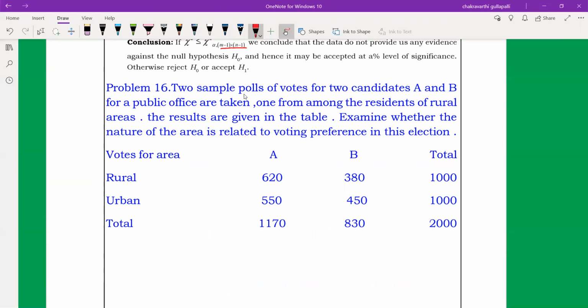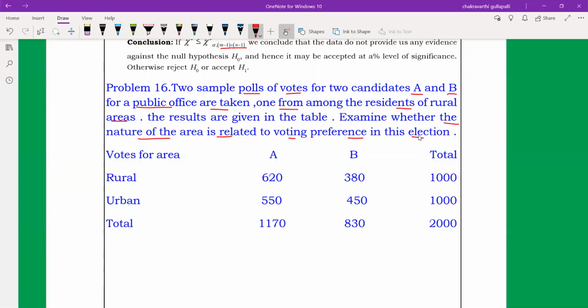Two sample polls of votes for two candidates A and B for a public office were taken, one from among the residents of rural areas and one from urban areas. The results are given in the table. Examine whether the nature of the area is related to voting preference in this election.